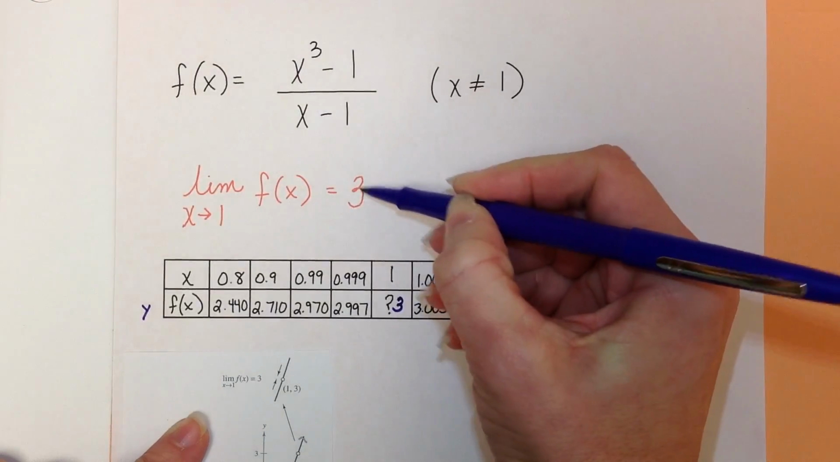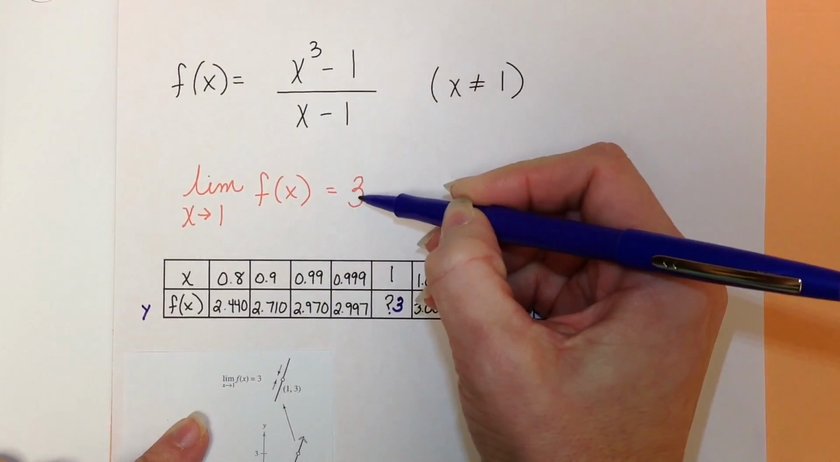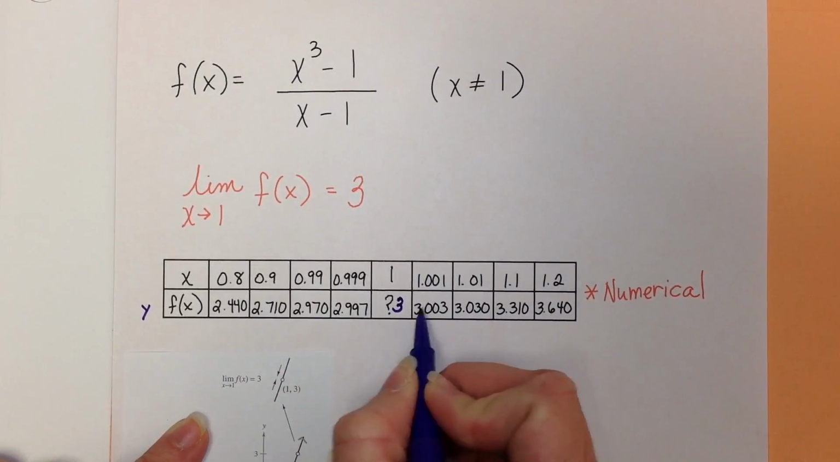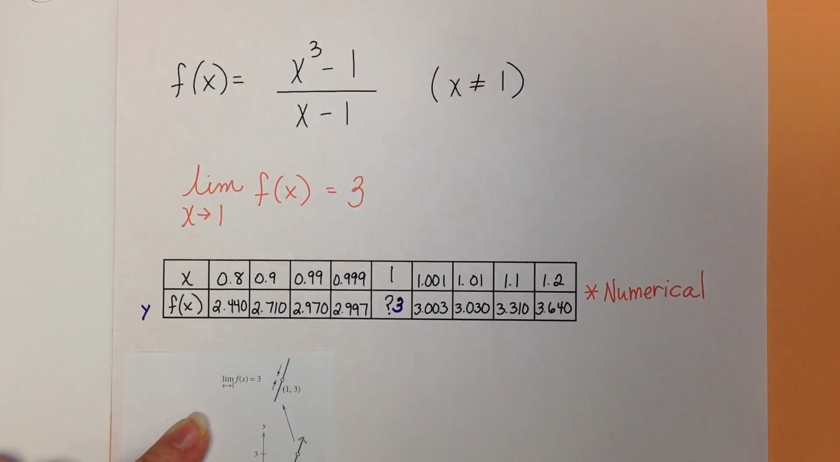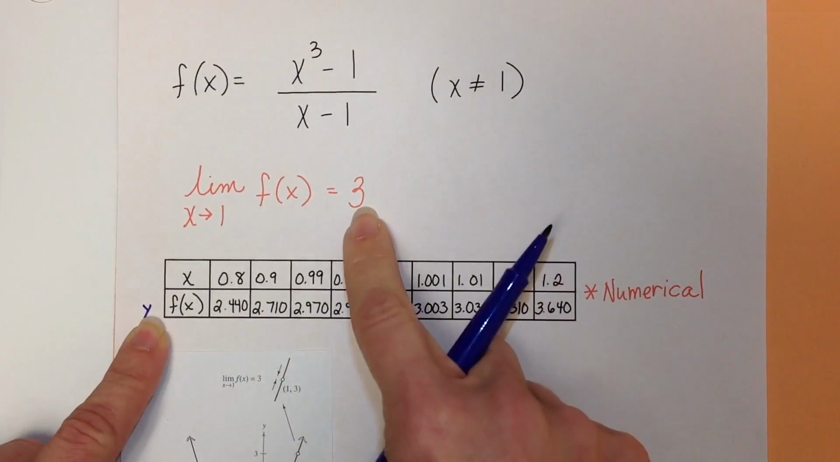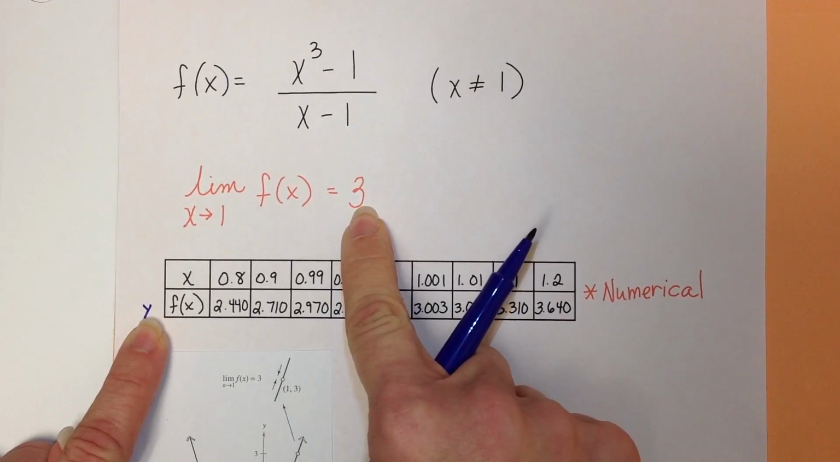That goes back to where I said this is going to be your answer. When you look at the numbers in your table, both sets of numbers on both sides are closing in on the number 3. Remember, these are your y values. Your limit is always equal to a y.